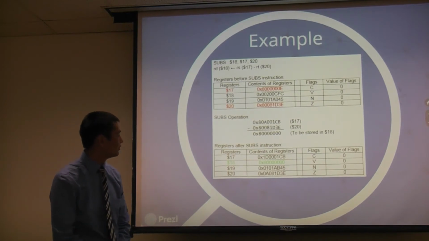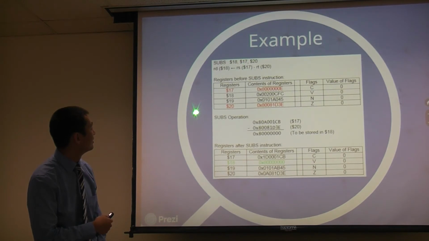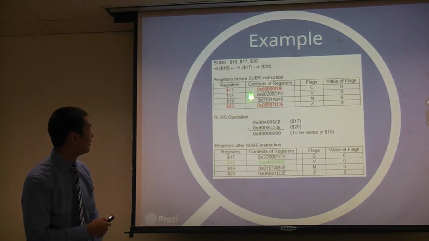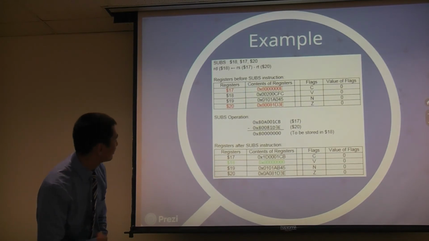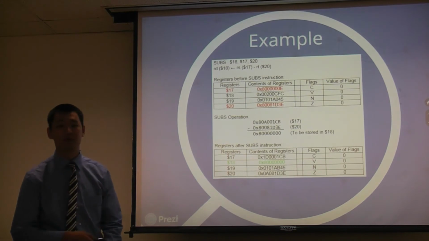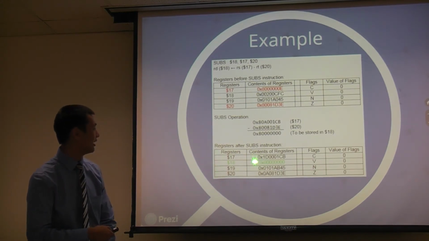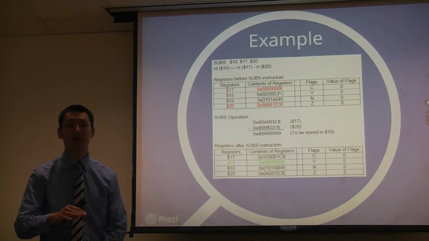So here's our example. We have R17 subtracted by R20, and these are two very large negative numbers. So when we subtract them, we'll get the minimum amount for a signed integer.